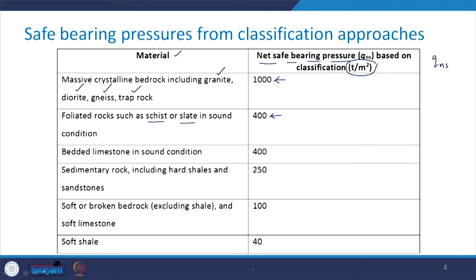In case of bedded limestone in sound condition, again the value can be taken as 400 tonnes per meter square. For sedimentary rocks including hard shales and sandstones, this value reduces to 250 ton per meter square. When at the site you have soft or broken bedrock excluding shale and soft limestone, the net safe bearing pressure further reduces and can be taken as 100 ton per meter square. However, in case of soft shale, this value gets very low and can be taken as 40 ton per meter square.